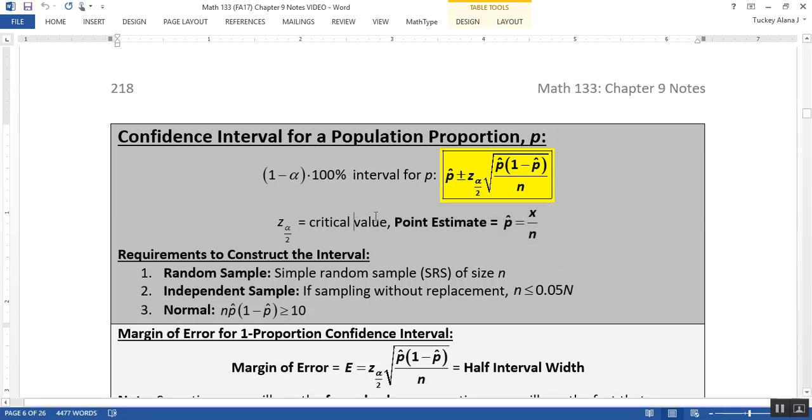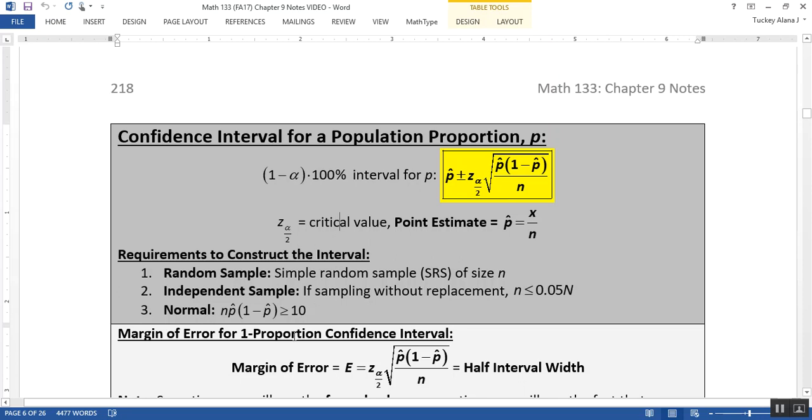So you use p hat, which is a sample proportion. Z alpha over 2, we saw just a touch of in chapter 7. We called them critical values even then. So it's the z score that has alpha over 2 as the area in the right tail. We learned that at the very last bit of section 7.2. And then this big square root thing, we learned in chapter 8 that that is the standard error for p hat. So it's all starting to come full circle at this point.